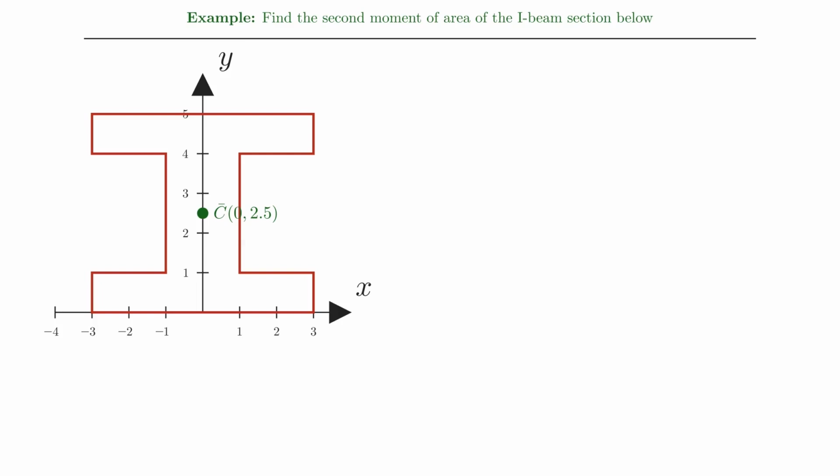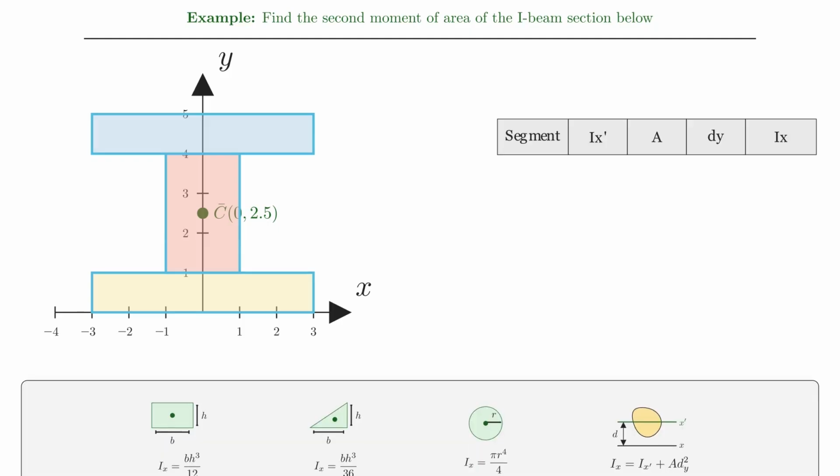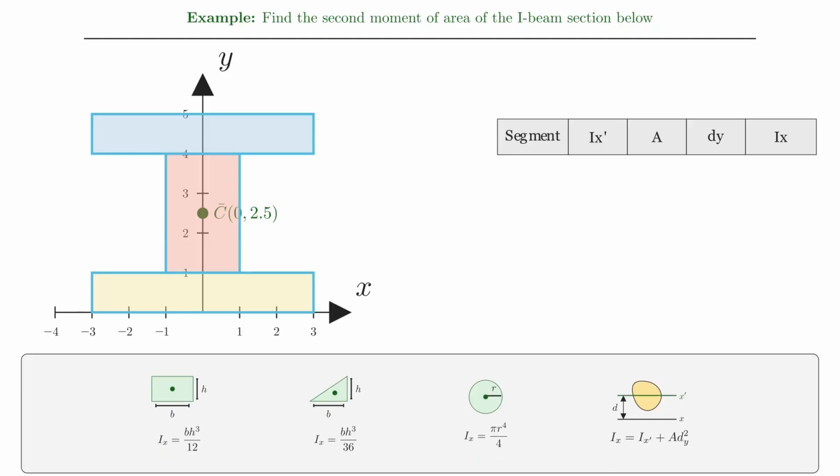The first method is an additive method. We're going to solve this by decomposing the I-beam into three simple rectangles: the top flange, the central web, and the bottom flange. For each segment, we find its local inertia, Ix prime, its area, A, and the distance dy from its own center to the overall centroid. Using the parallel axis theorem, we calculate Ix to find the inertia relative to the beam's overall neutral axis.